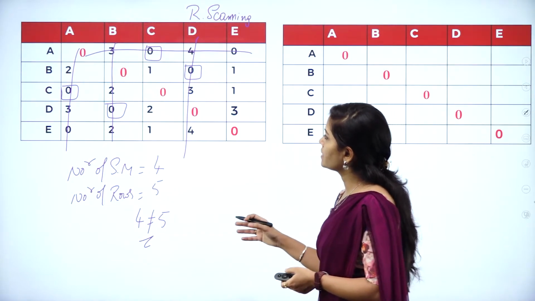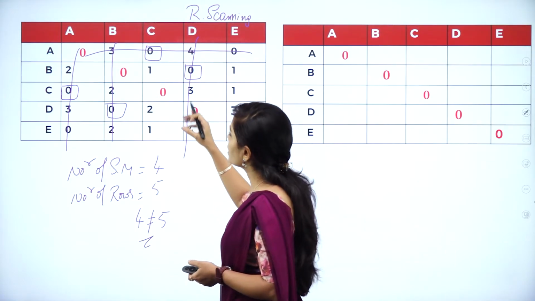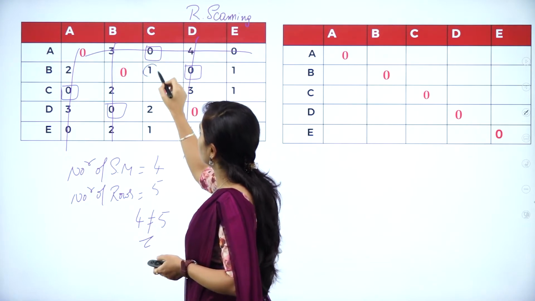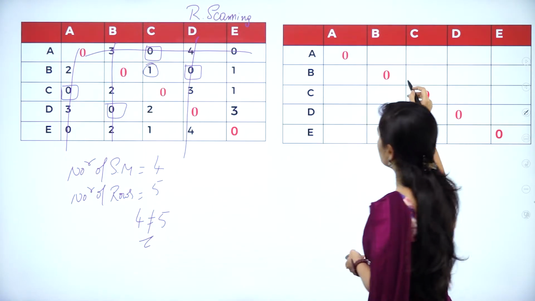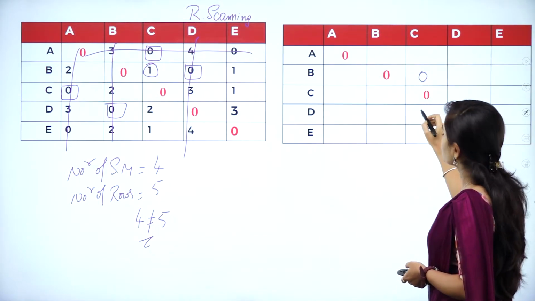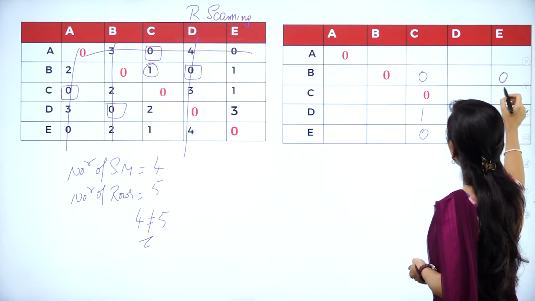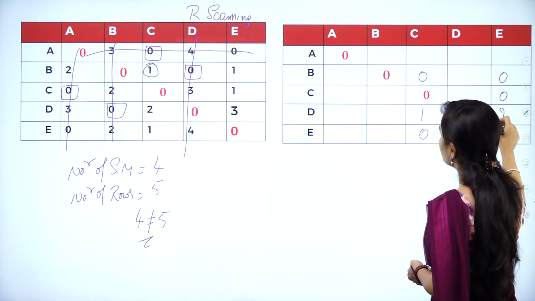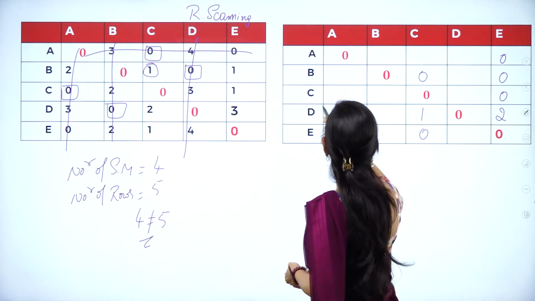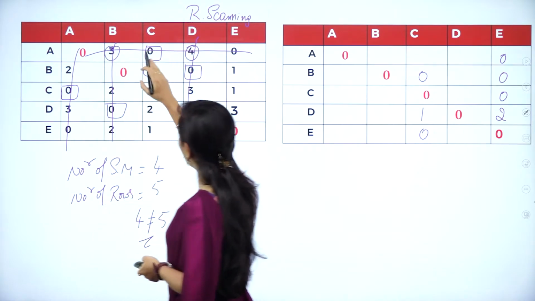So what is the next step? Among the undeleted cell values, we have to take the least cell value. The least value is 1. So subtract that same value: 1 minus 1 is 0, 2 minus 1 is 1, 1 minus 1, 1 minus 1, 3 minus 1 is 2. The other values are 0, except for the common value for both the horizontal and vertical line.